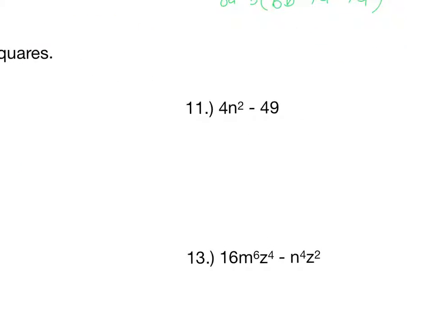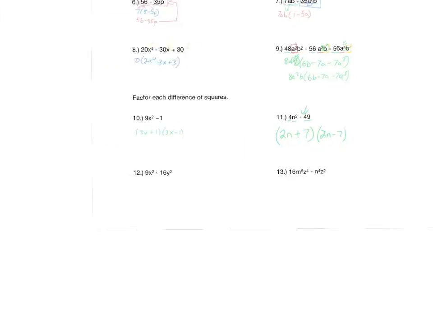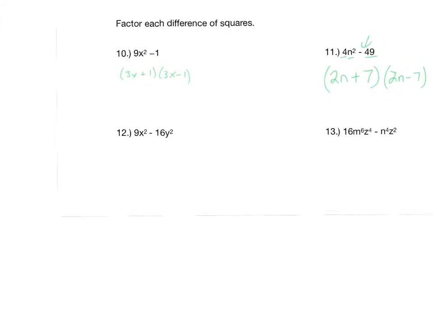Number 11. Again, we have a difference. And we have things that we could take the square root of. So first you would take the square root of 4, which would be 2. Square root of n squared is just going to be n. Remember, when you're taking the square root of a variable that has an exponent, you're just dividing that exponent by 2. And then that's going to be plus the square root of 49, which is 7. So it's 2n plus 7 times 2n minus 7. And that would be your final answer. And if you want to check your answer, FOIL it out, distribute, and make sure you get what you're supposed to get.